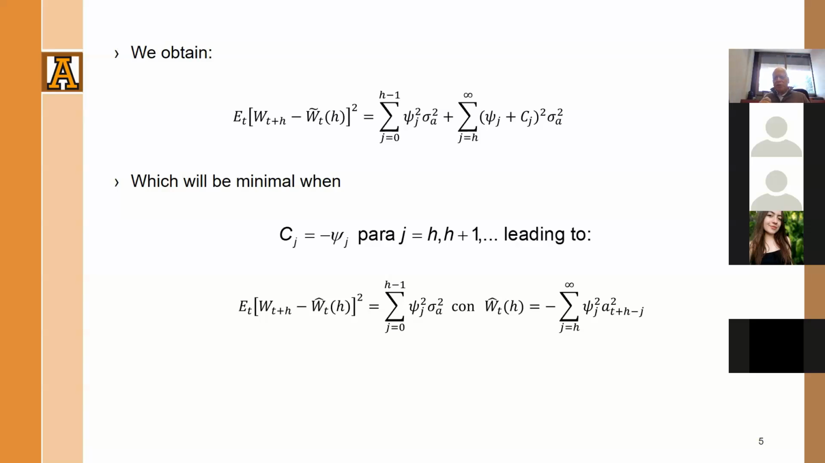So that would be the optimal forecast. And the conditional expectation of W_{t+h} minus W hat squared will be this thing here. And that will be the minimum over all linear combinations of the previous a_t's that minimize the squared error conditional on t. It's always conditional on the fact that we know the information from time t, t minus 1, t minus 2, t minus 3, and so on. Okay?